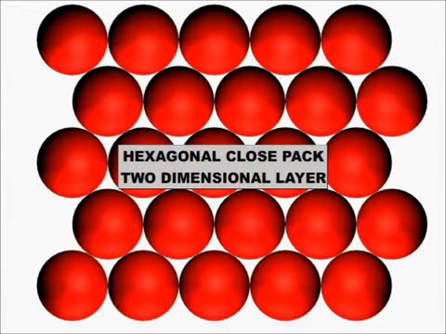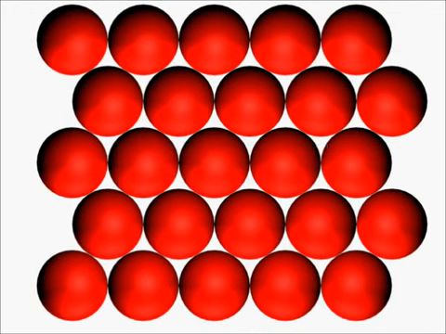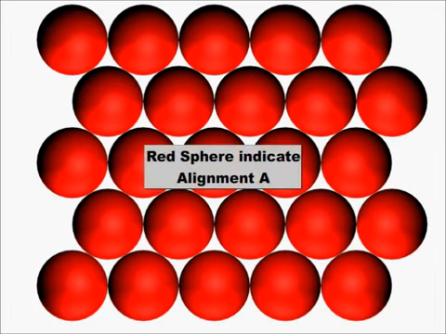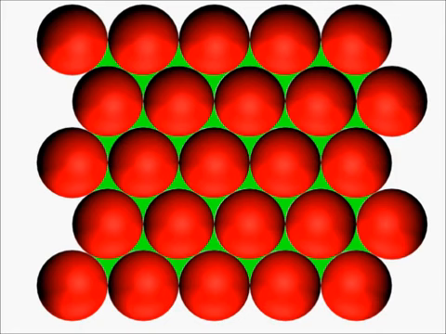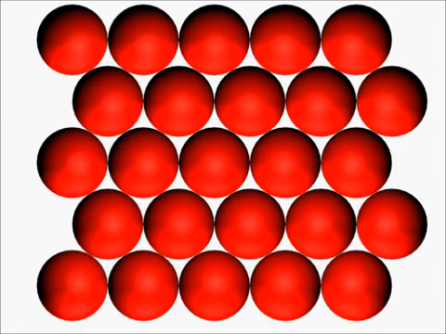Taking hexagonal close packed two-dimensional layers. The first layer contains red colored spheres indicating the alignment of the layer. This alignment is called A. These are the void spaces of the layer. We have to place a layer on top of this layer.